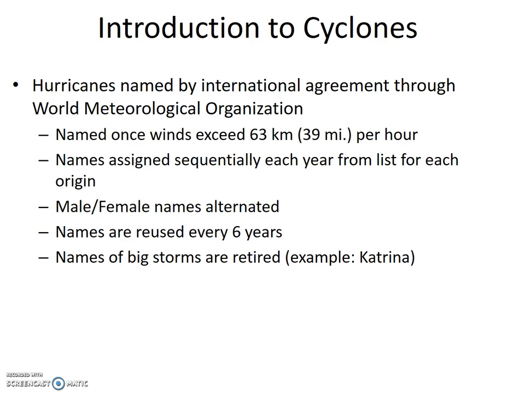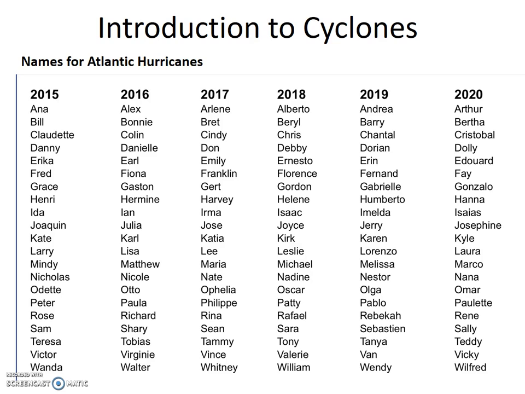Example, Katrina. If they run out of names in any given year, such as in 2005, they go on to Greek letters. Here is a list of names for Atlantic hurricanes from 2015 to 2020. Is your name on the list? My name is in 2019. I hope I make the news.